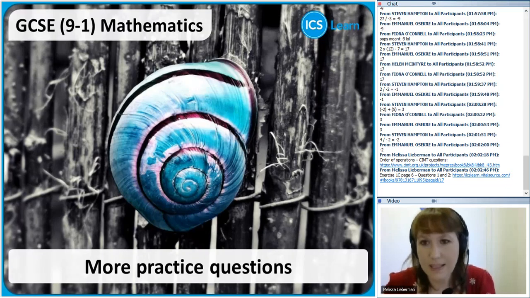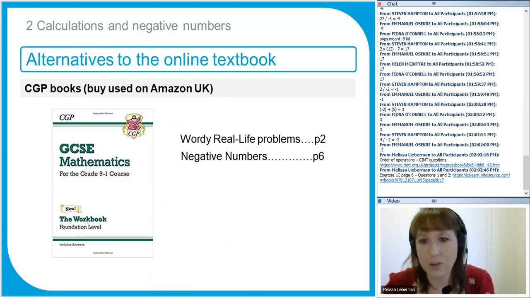If you want more practice, you could get a copy of this book, which is the Foundation Tier Workbook, which you can buy very cheaply on Amazon. If you buy a used copy, they're very cheap. And I would work through the word rule problems on page 2 and negative numbers on page 6.